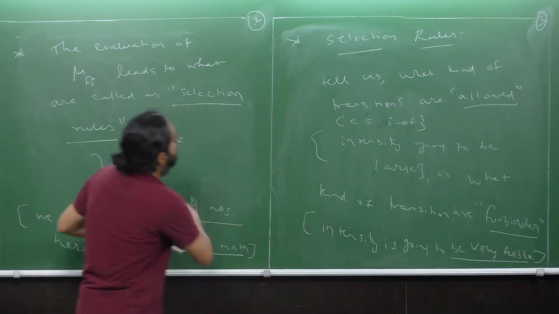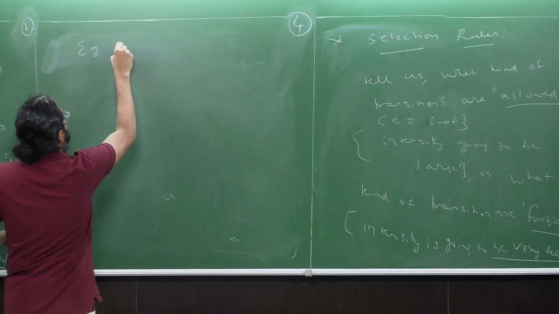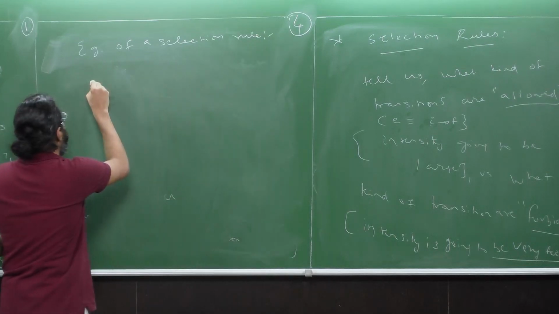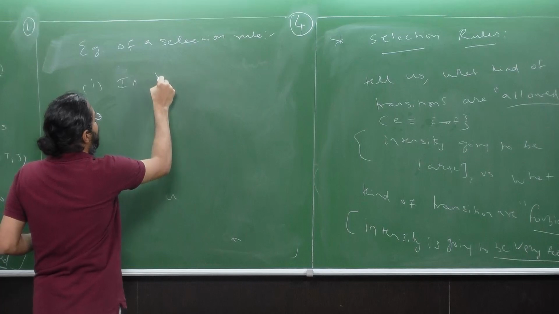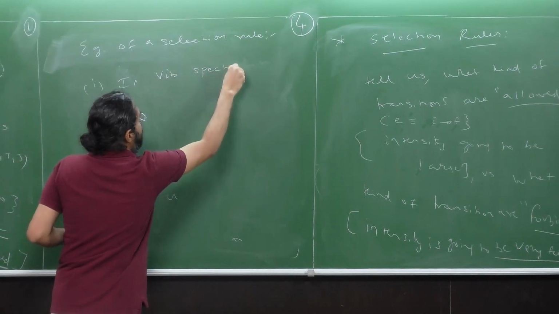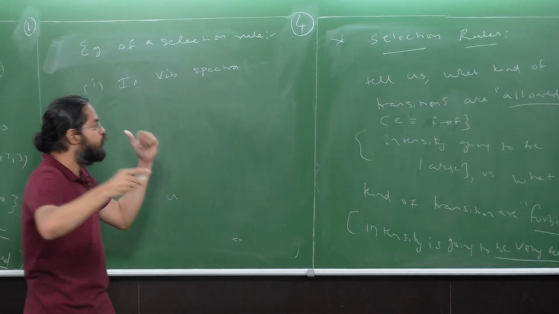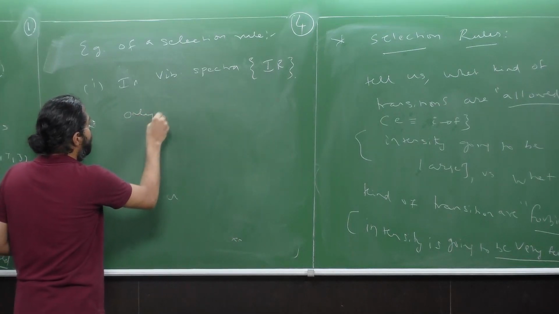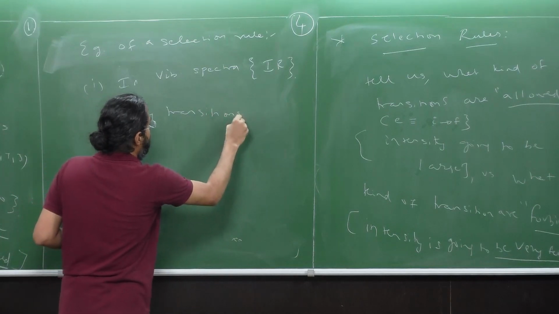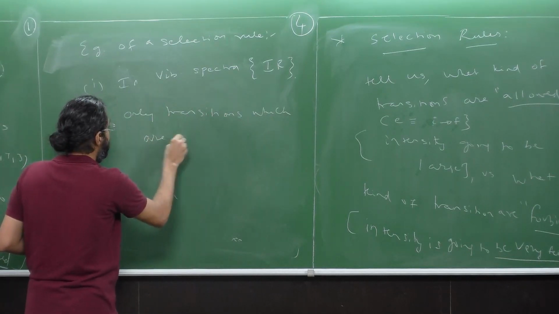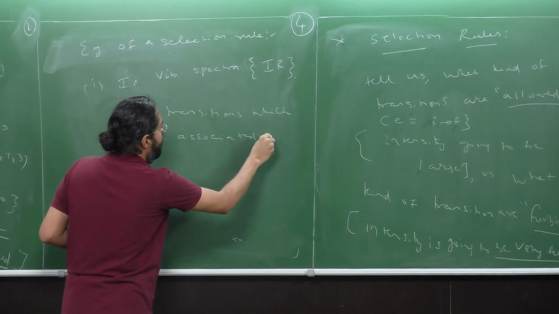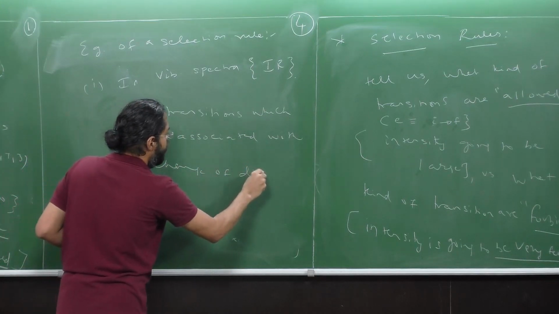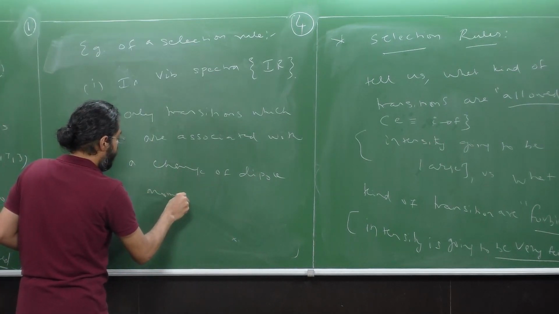Now, an example of a selection rule would be, for example, in vibrational spectra of molecules, which happen in the infrared range, as I told you in the tutorial. Typically in the IR region, only those transitions which are associated with a change of dipole moment are allowed.